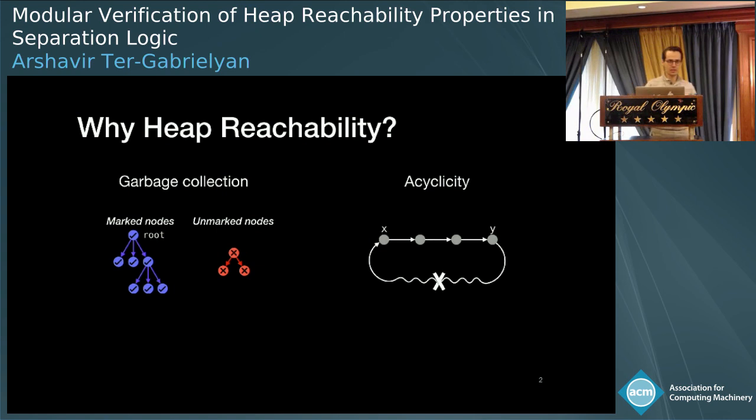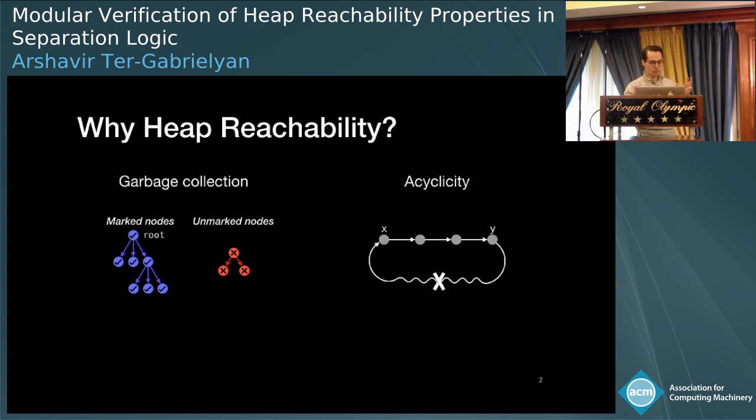Another example is acyclicity. Many algorithms require acyclic data structures to operate correctly. And in order for us to be able to specify acyclicity, we need to be able to say for each pair of nodes x and y that they are not mutually reachable from one another.